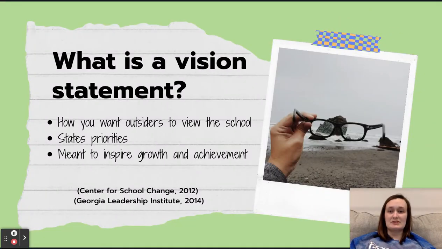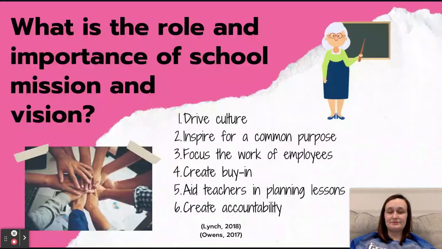So what is a vision statement? That is how you want outsiders to view this school. It is kind of more like what you're hoping for, what your ultimate goal of what your school is going to be. Mission is how you're going to meet this, maybe pie in the sky type of idea almost. But a vision is like the actual goal that you're setting. And it states your school's priorities, and it's meant to inspire growth and achievement.